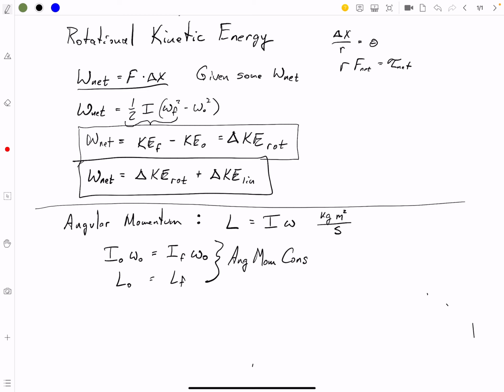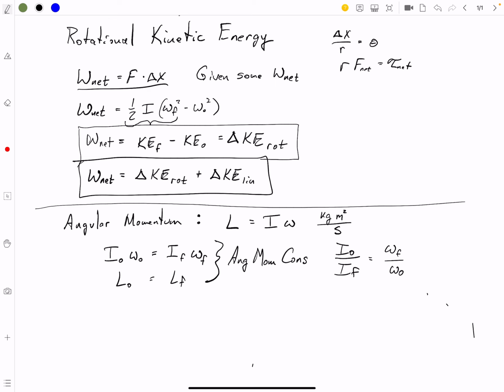Of course, you can write them in any way you want. You can rewrite that as I naught over I final equals omega final over omega naught. And what did I do here? Okay, good, nice work.